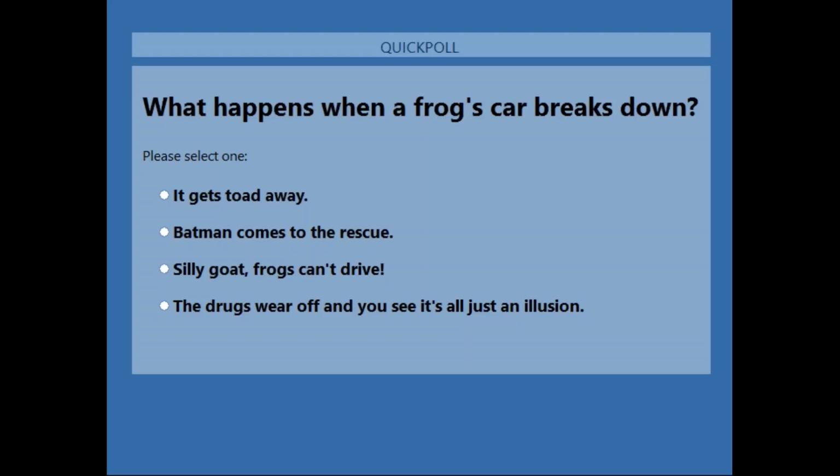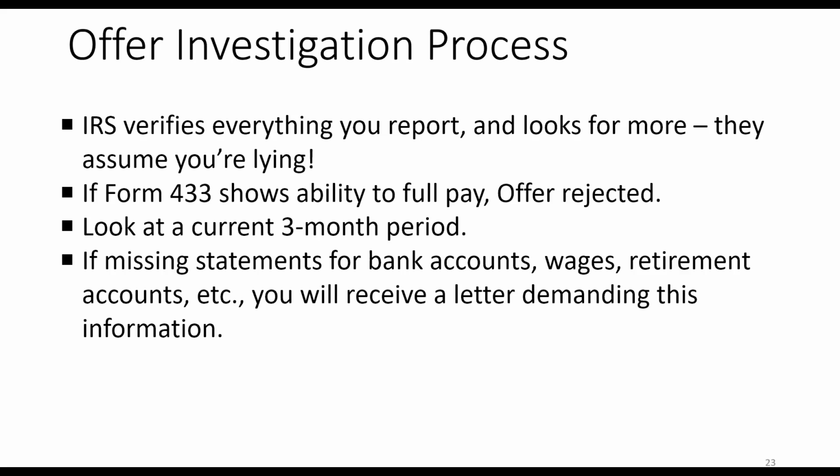All right, I'm going to go ahead and close this. So we've got 10 minutes, and I'm going to do the best to fly through this, but at the same time give you the information. So, offer investigation process. Here again, the IRS verifies everything you report. They look for more, just because, you know, what is it? We had a conference where a guy said, trust but verify. So try to go after it, make sure, because that's what the IRS is going to do.